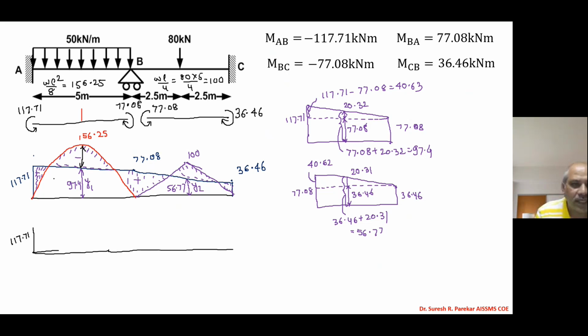And we have this value 58.85. So that is below, 58.85. So how did we get this value? 156.25 minus 97.4. So this 97.4 we subtract, and this value we got, which is 58.85. And then this value we have as it is, 77.08. So this is 77.08. And then we will connect this first.